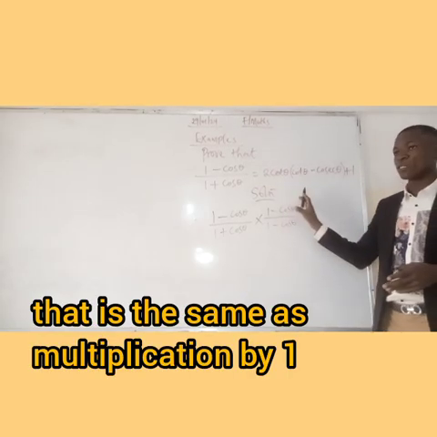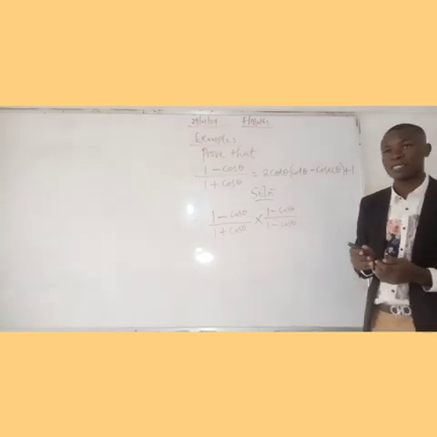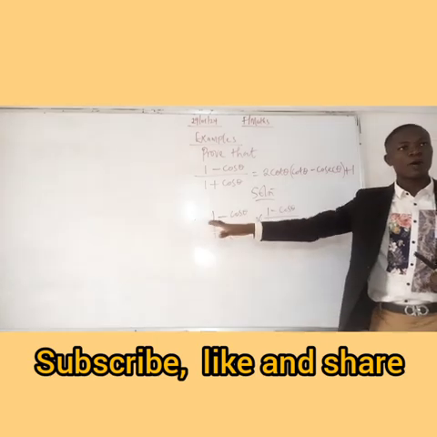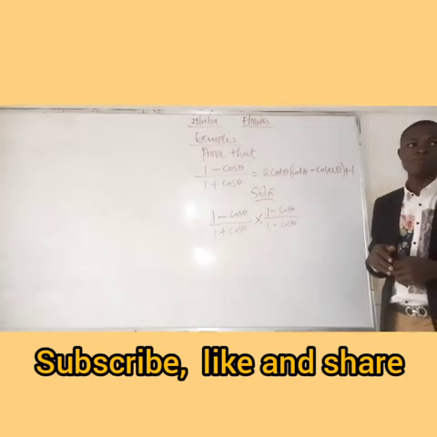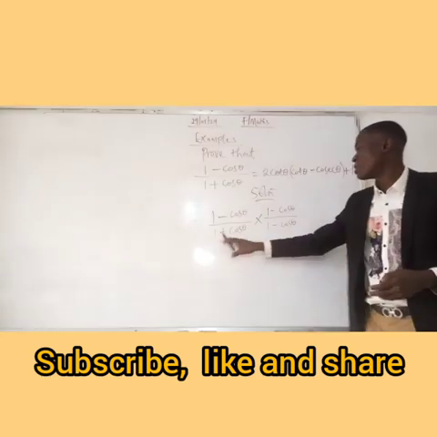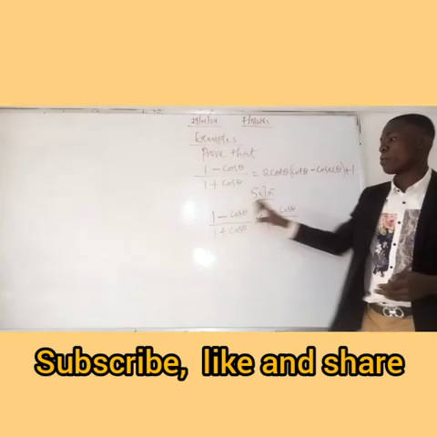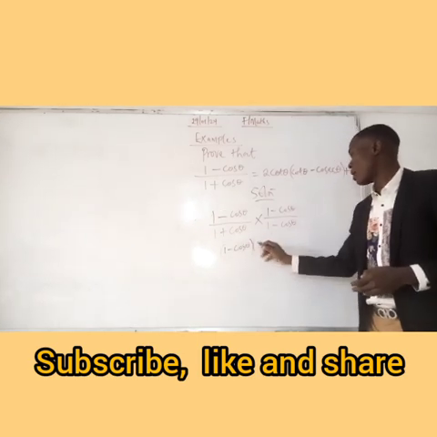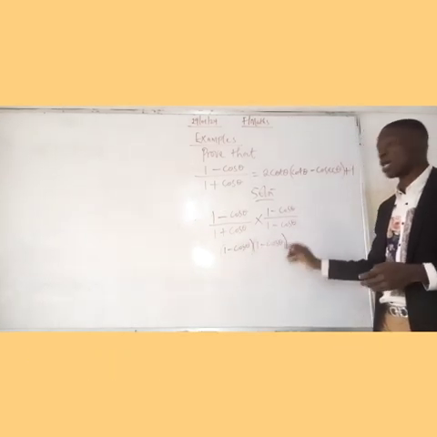So 1 minus cos theta over 1 minus cos theta is 1. So I did not change anything. I'm just multiplying by 1 in order to get what I want. Are we good? Yes. So if I'm to multiply, this will multiply this, and this will multiply this. So for the numerator, we have 1 minus cos theta times 1 minus cos theta. Is that good? Yes, sir.